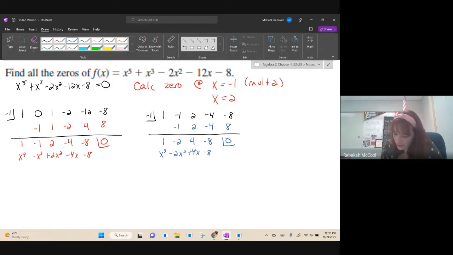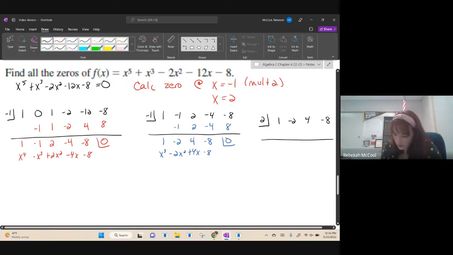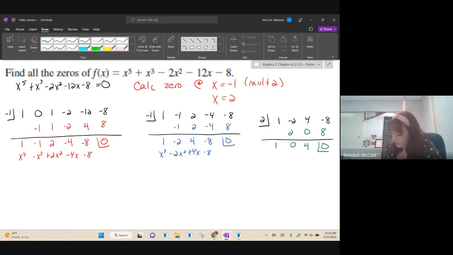And then I'll divide by the other zero, which was at 2, using that result there in blue. So 1, -2, 4, 8. Bring down 1, multiply to get 2, add to get 0, multiply to get 0, add to get 4, multiply to get 8, add to get 0. So now we're in quadratic.